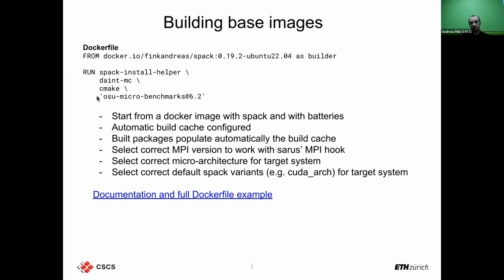So you specify which packages you want to install, and it will just take care to get everything up and running. You will get the right micro architecture for the target system. You will get the correct spec variants. So there is also a CUDA version of this, and you will also get the correct MPI. So MPI hooks work out of the box. So this is a helper base container that makes it easier for you to build a base container with the base dependencies that you depend on.